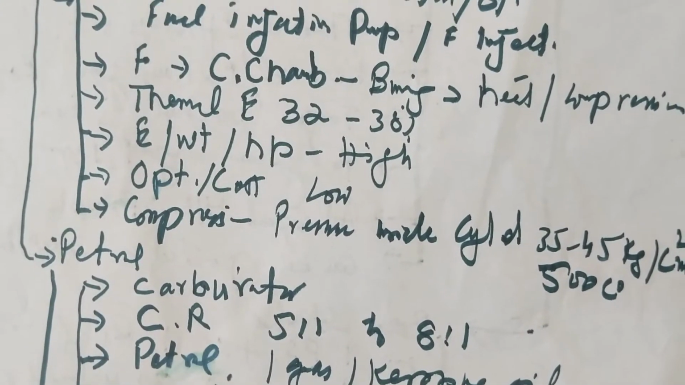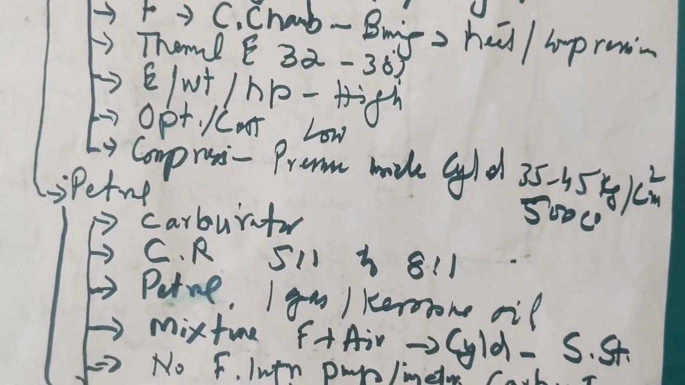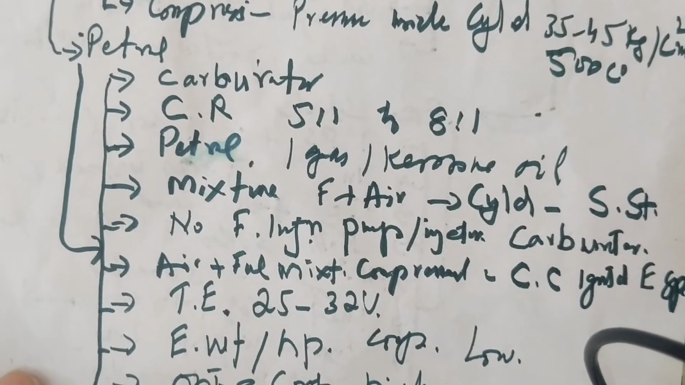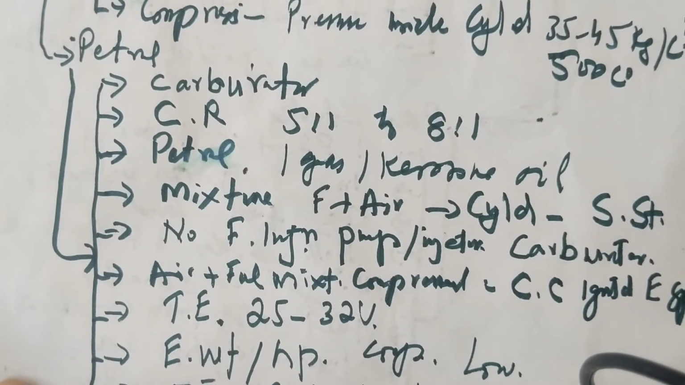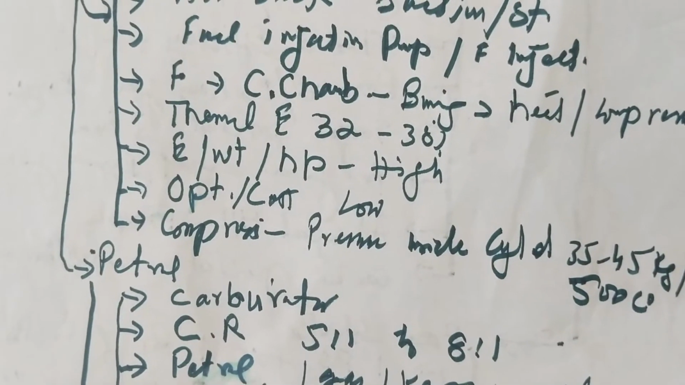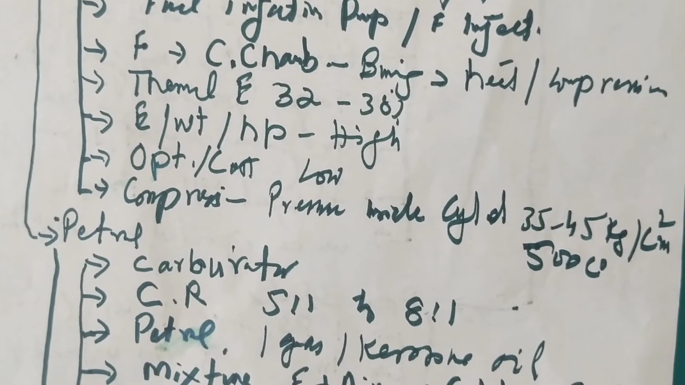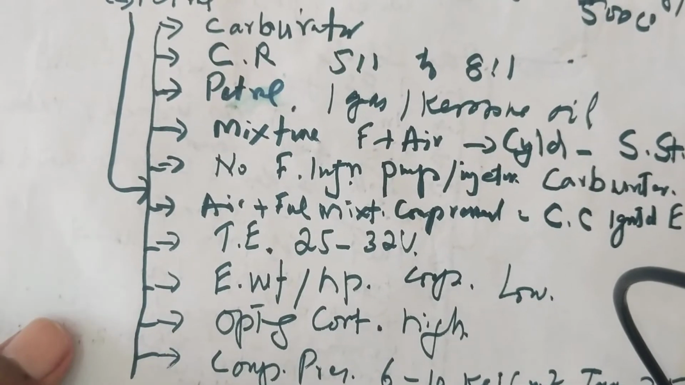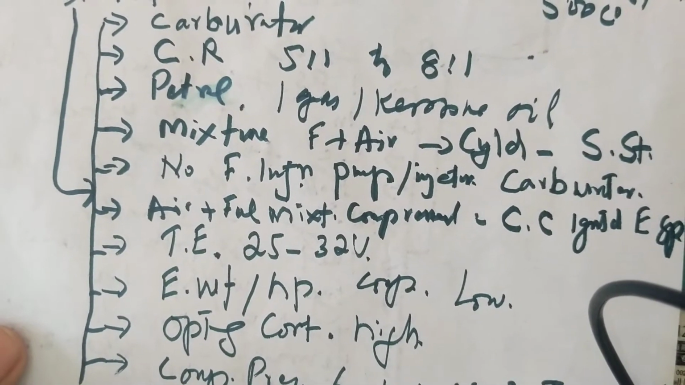Next point, thermal efficiency is 32 to 36% in a diesel engine, whereas in case of a petrol engine, thermal efficiency is 25 to 32%. In case of a diesel engine, engine weight per horsepower is high, whereas in case of a petrol engine, engine weight per horsepower is comparatively low.